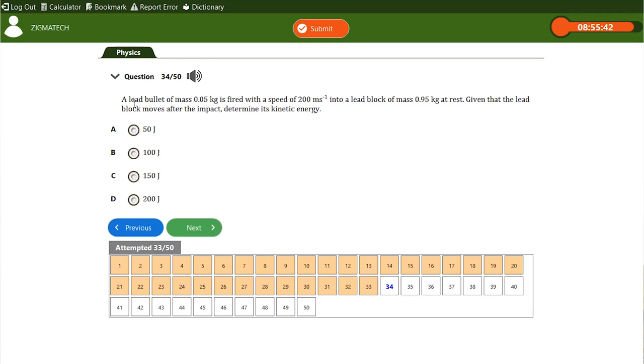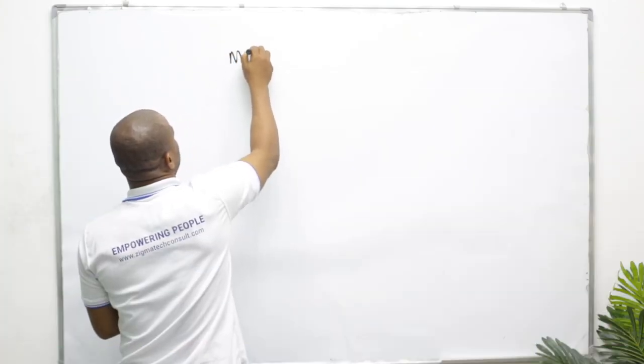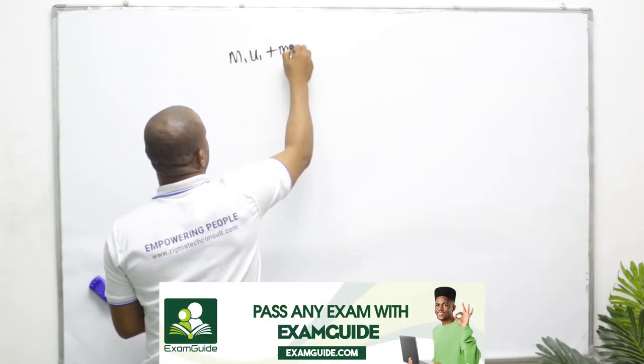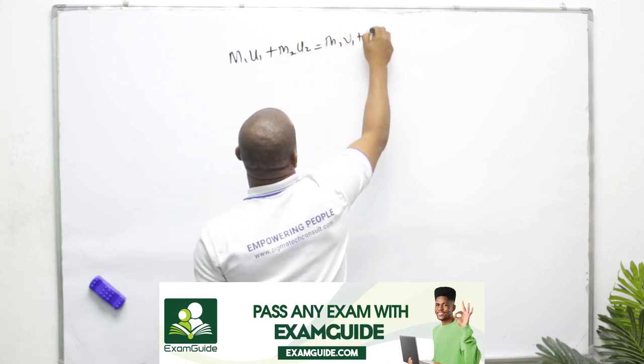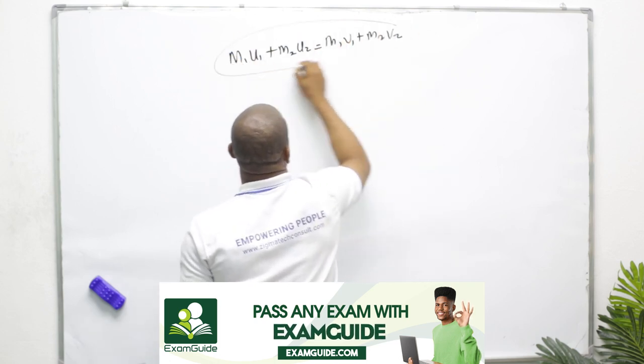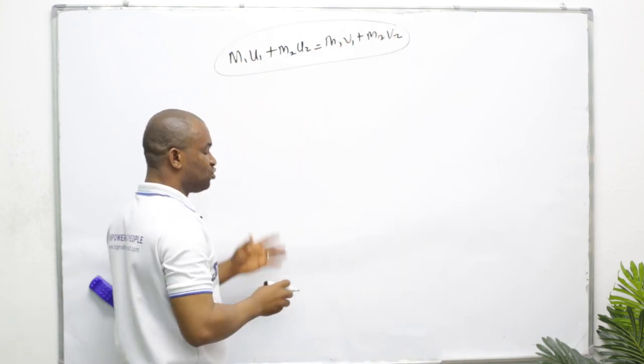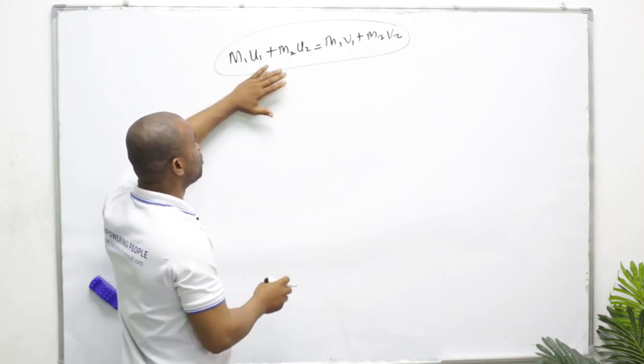A lead bullet of mass 0.05 is fired with a speed of 200 meters per second onto a lead block of mass 0.95 at rest. All right, this is M1U1 plus M2U2 is equal to M1V1 plus M2V2. This is the conservation of momentum. Momentum before must be equal to momentum after. So this is momentum before.